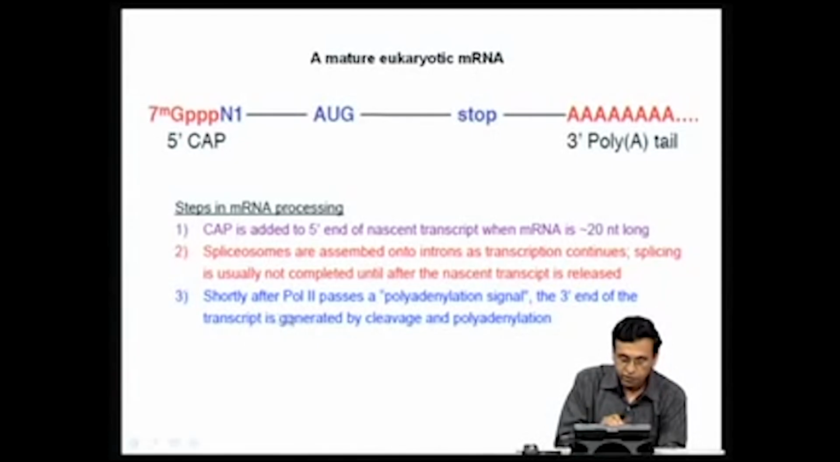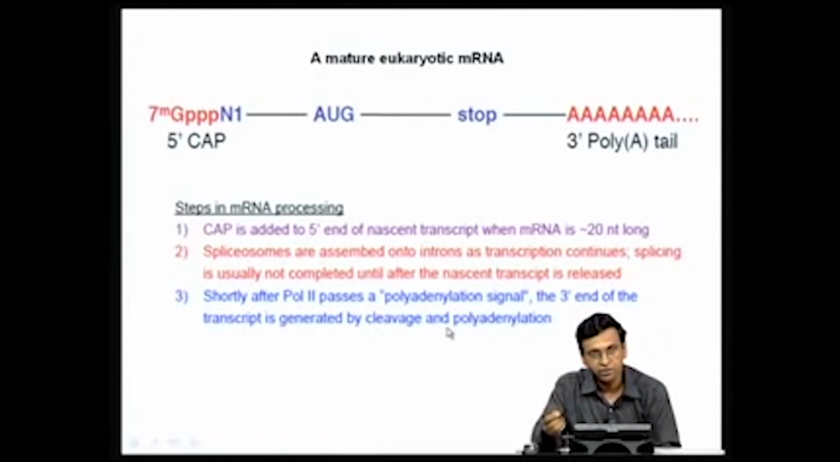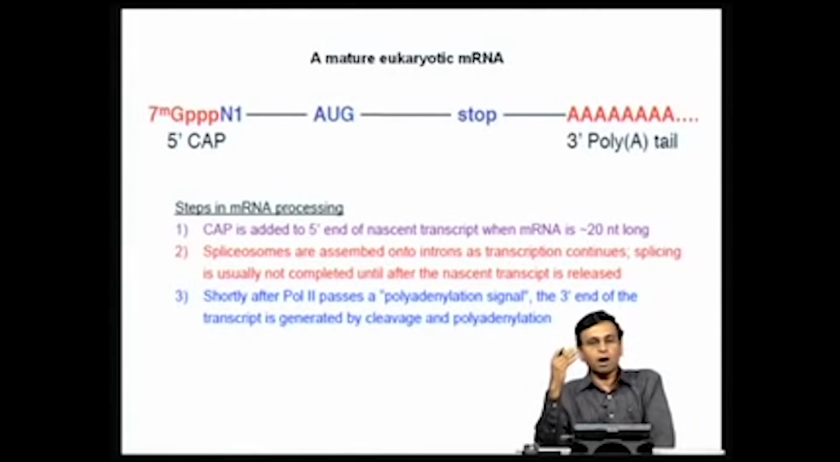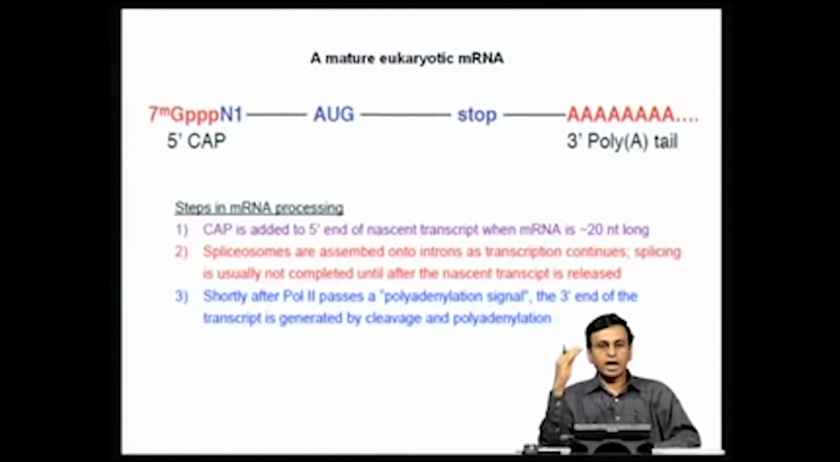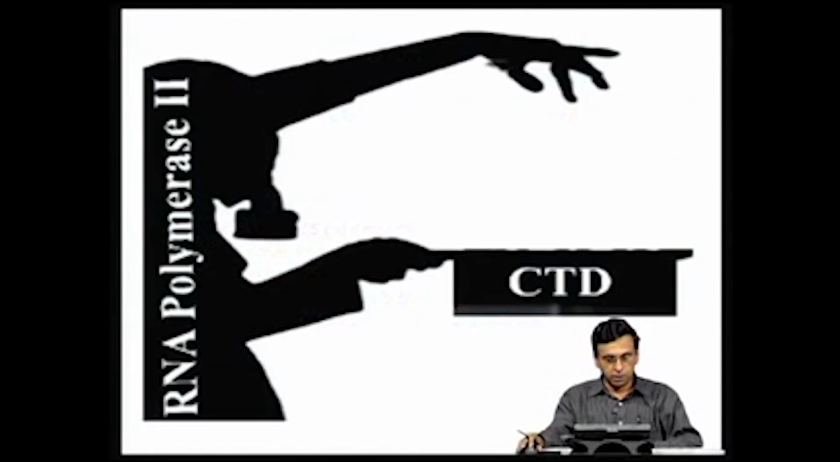Now, shortly after the RNA polymerase II passes the polyadenylation signal, the 3' end of the transcript is generated by cleavage and then polyadenylation takes place. So, the three RNA processing mechanisms, capping, splicing and polyadenylation, are either co-transcriptional or co-transcriptional as well as post-transcriptional, and the RNA polymerase II C-terminal domain plays a very important role in all the three processes.